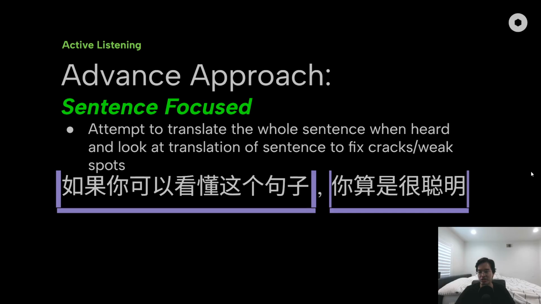You pretty much try to ignore looking at the subtitles as much as possible, and once you hear the sentence and understand it, then move on. Otherwise, rewind the audio and try again. And that's simply the three approaches for active listening.